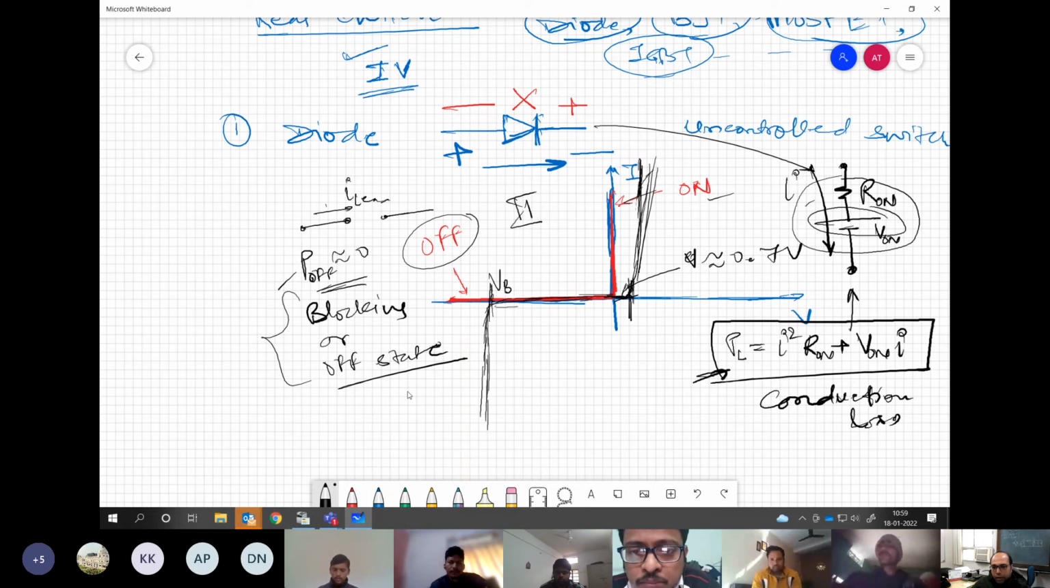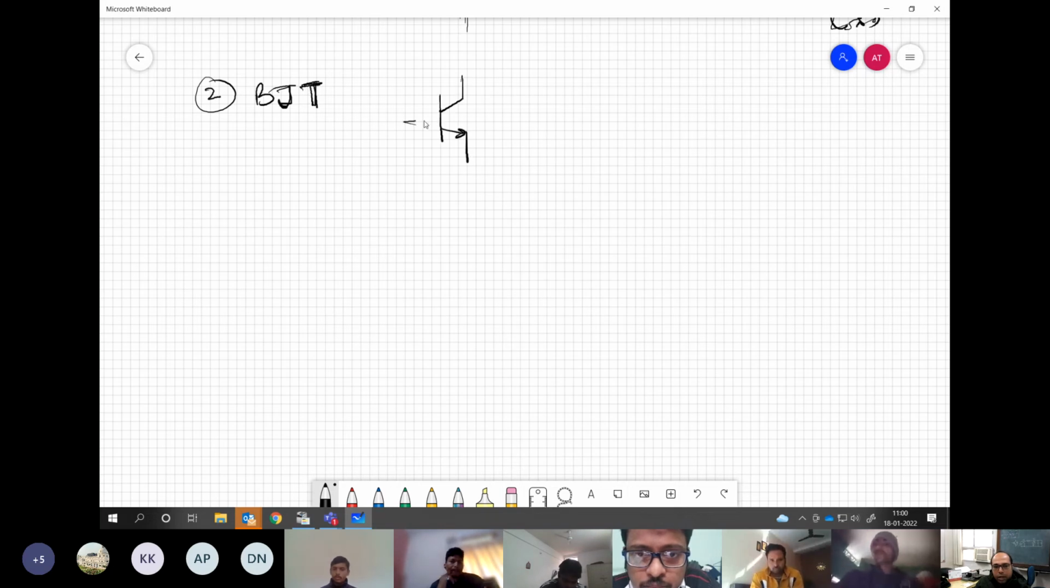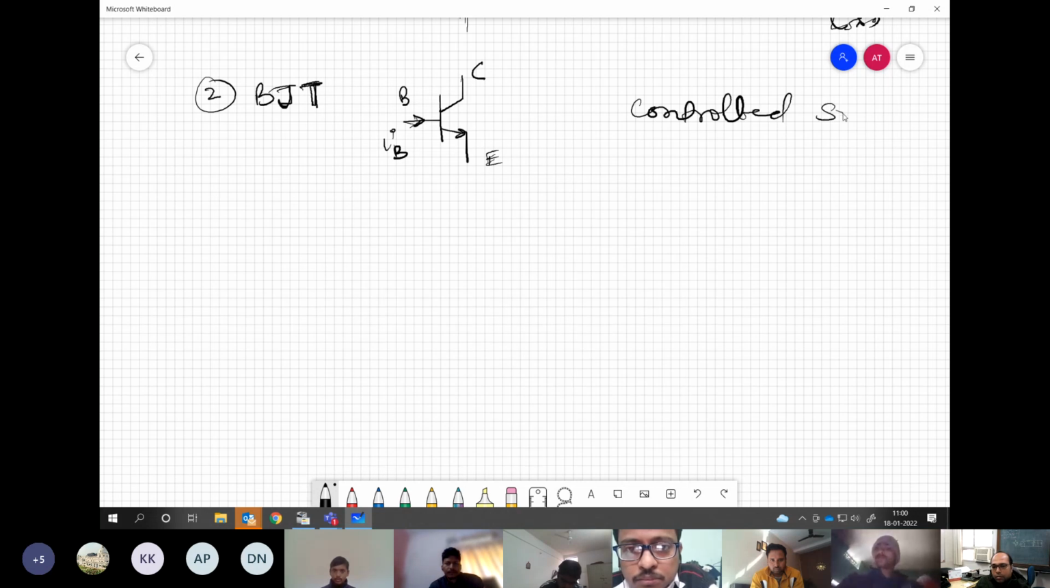Next device we can take is basically BJT. Now you all know that BJT has basically 3 terminals: collector, emitter and base. And based on this base current, it is controlled. So this is a kind of controlled switch. Fine.